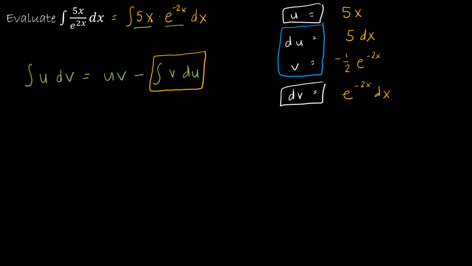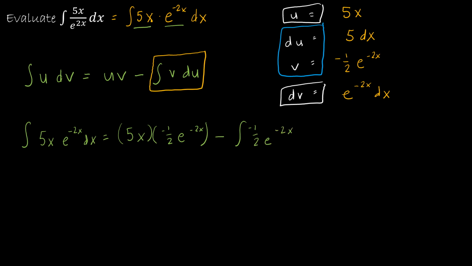So from here, now it's just a matter of plugging things in properly. So the integral of u, which is 5x, dv, which is e to the negative 2x dx, is equal to u times v, so 5x times negative 1/2 e to the negative 2x, minus the integral of v, which is negative 1/2 e to the negative 2x, du, which is 5 dx. So of course what I'm going to do is do some simplification because I've got some madness going on.